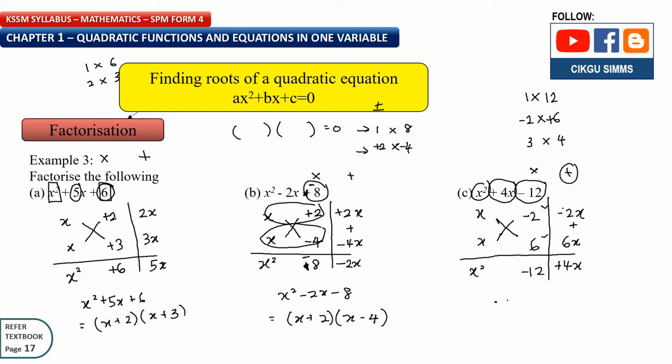So we can rewrite the question. And then the factorized term, we put it inside: x minus 2, x plus 6. This is the positive 6. Okay, so this is the factorization.